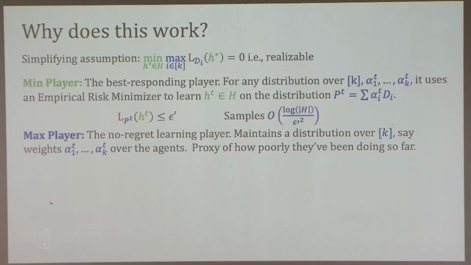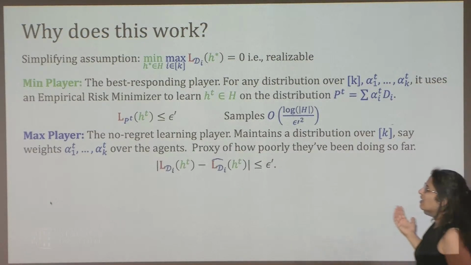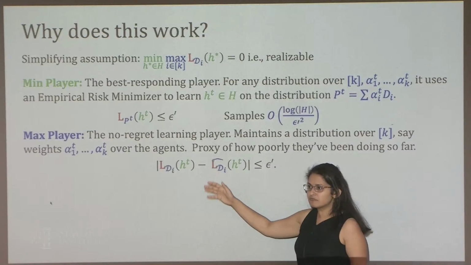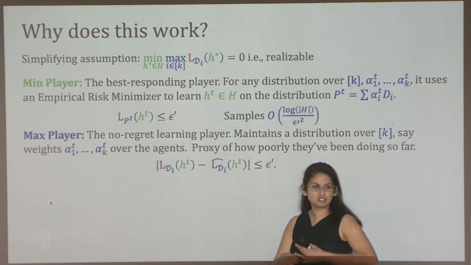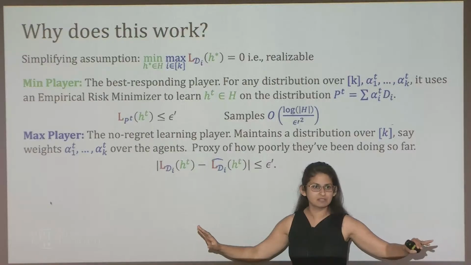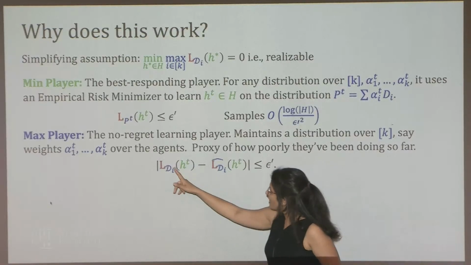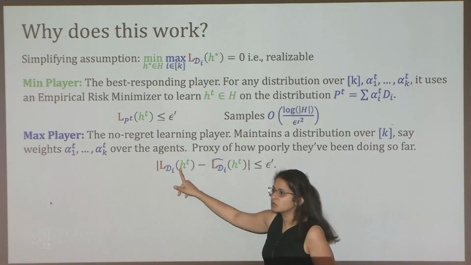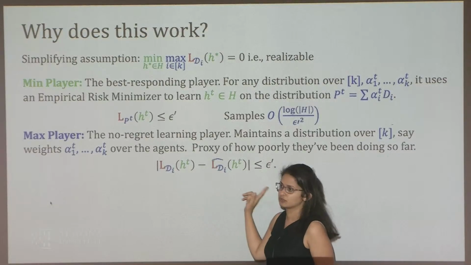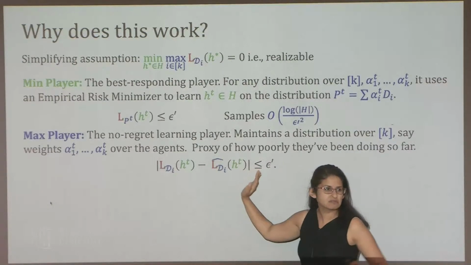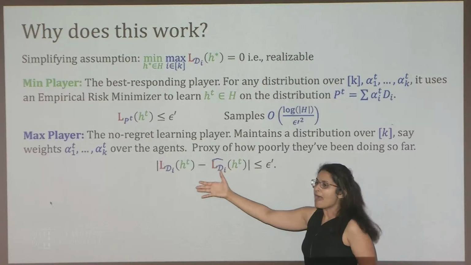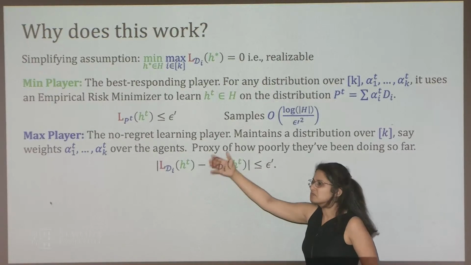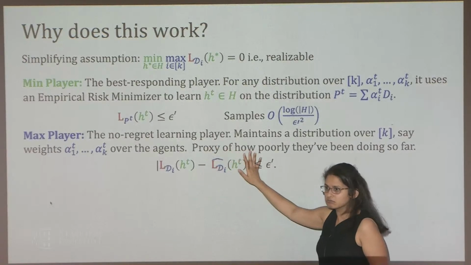I'm going to be a little bit more hand-wavy with the maximizing player. In some sense, it's not that hard to say that, well, you can sample from every distribution, just take enough samples, just Chernoff bound. It doesn't have any dependence on the number of parameters. You have one hypothesis HT, and you just want to know how well it's performing on every one of your distributions. Take enough samples from every distribution, have a pretty good understanding of its loss, and use that to be no regret. So you do that.